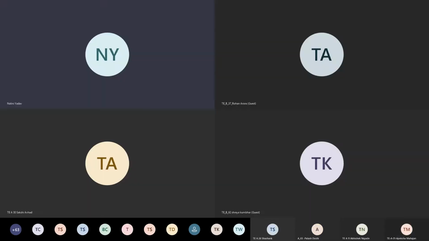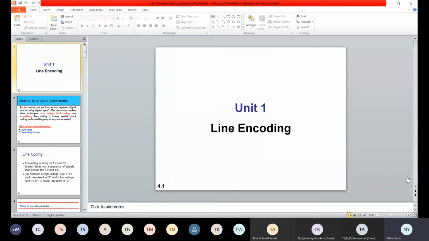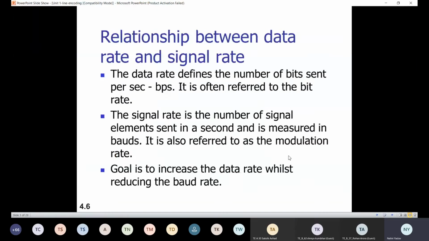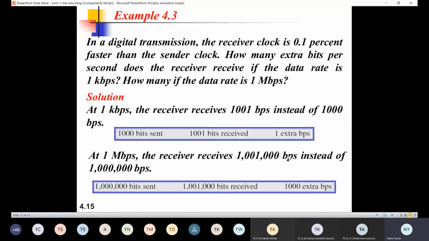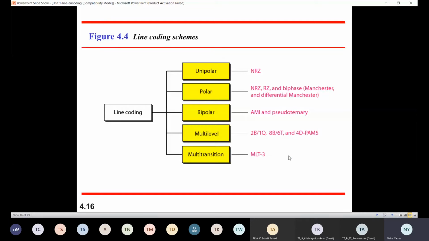Fine. So go to line encoding. Quick revision of line encoding, correct? So what types have we seen here? We have seen unipolar NRZ, polar NRZ, polar RZ and biphase. These are important from the perspective of our syllabus, right? We have other line coding techniques also: bipolar, multi-level, multi-transition. But currently we are focusing on unipolar NRZ, polar NRZ, RZ and biphase.